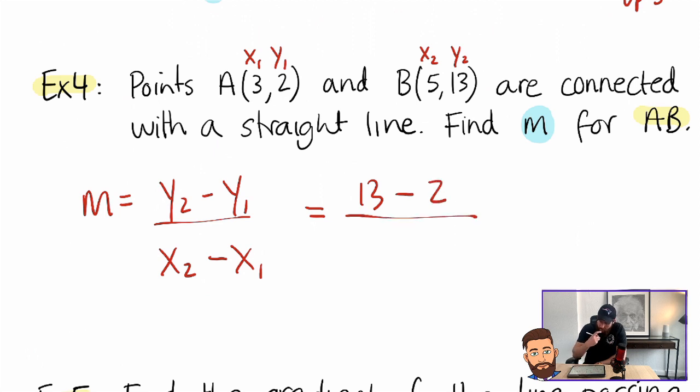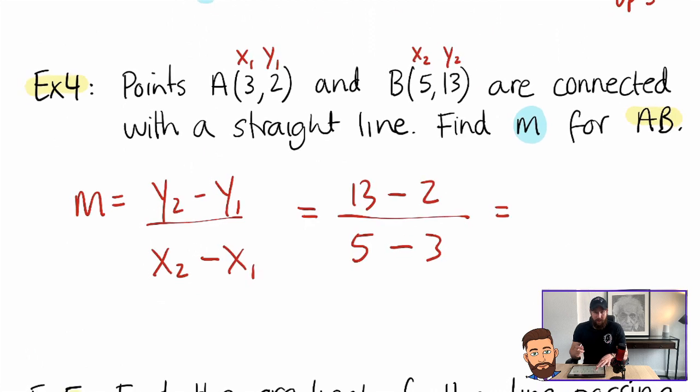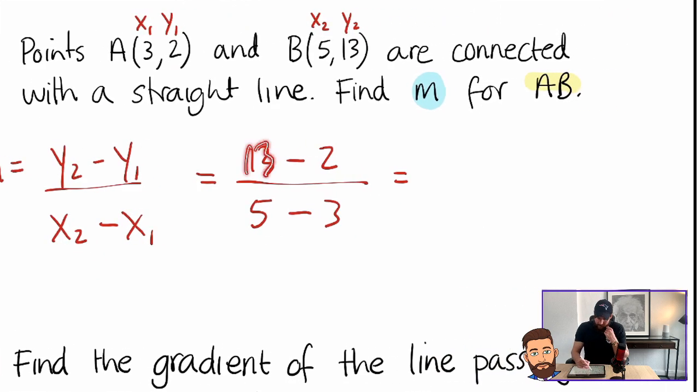Divided by x2, which I can see my label is 5, minus x1, which is 3. Be really careful when you're putting those points in, okay? If you make a mistake there, you're going to get the answer wrong. So that is the step that you have to be careful with. Let's work it out. 13 take away 2 is 11. 5 take away 3 is 2.